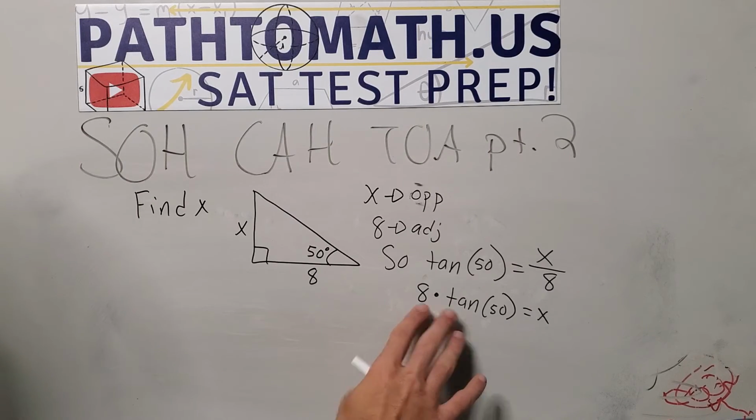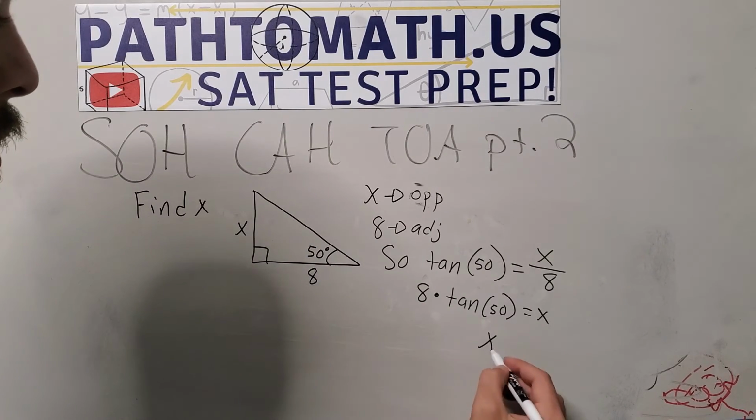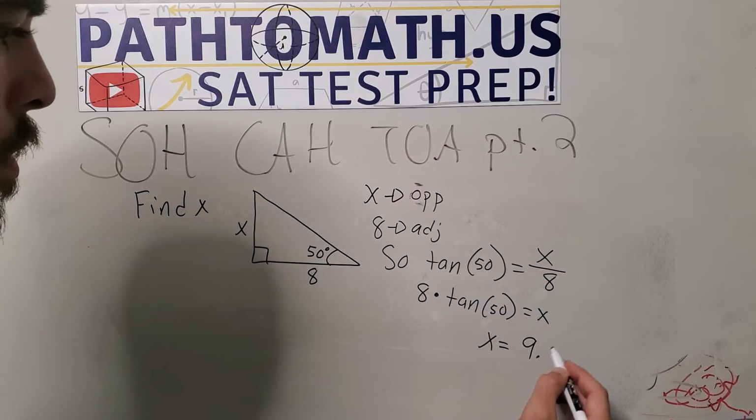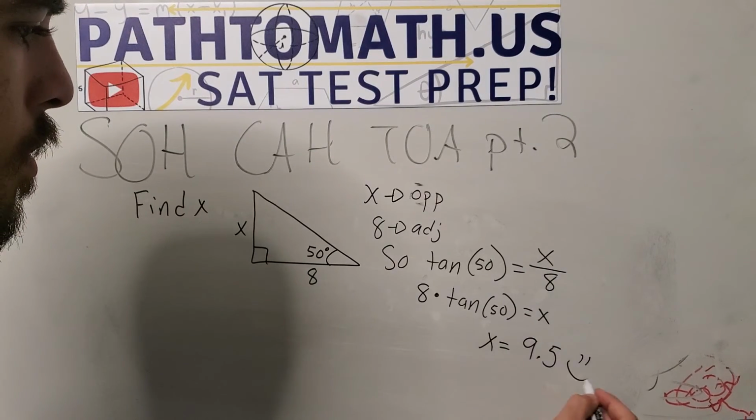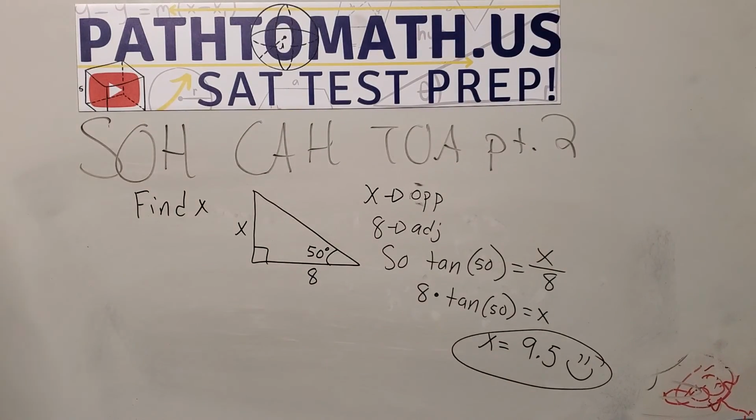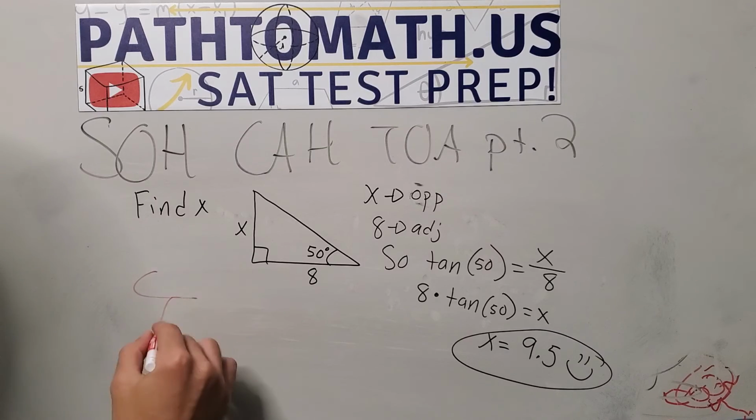We can multiply the 8 to the other side, and then that's it. We can plug that into the calculator. Press 8, hit the multiplication button, hit the tangent button, and then plug in 50 inside the parentheses. Hit enter, and you'll get x equals 9.5.